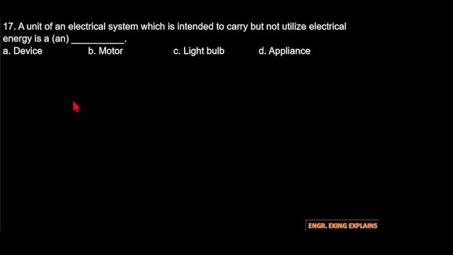The correct answer for this one is letter A, device. An example of a device is a switch. The switch does not use the current, but its only purpose is to carry current, either directly or stop the current when we turn it off. So the correct answer is device.